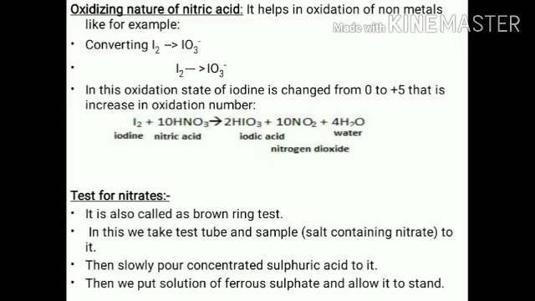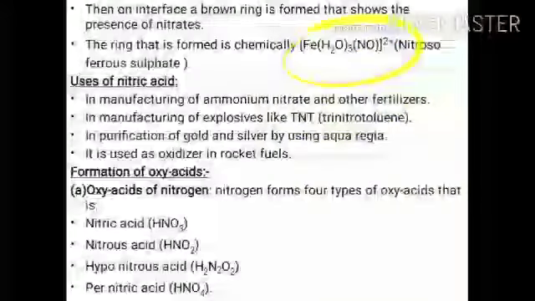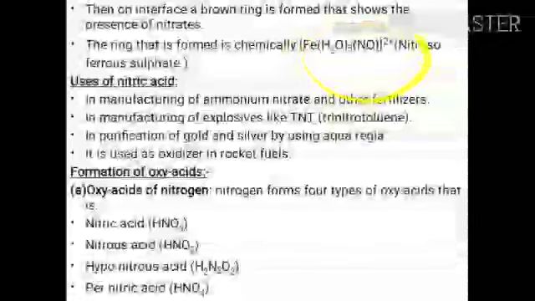After that, you have to add freshly prepared ferrous ammonium sulfate, or ferrous sulfate, which gives a brown ring. That is called the brown ring test. The brown ring test indicates the presence of nitrate and nitrite ions in the given sample. The brown ring is nitrosoferrous sulfate, whose formula is [Fe(H2O)5NO]2+. That is the formula of nitrosoferrous sulfate.